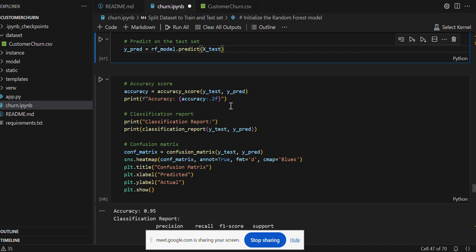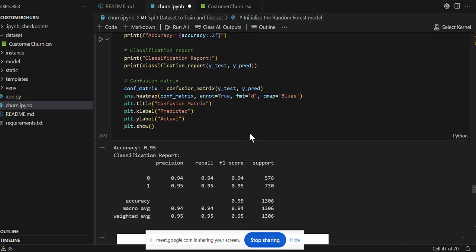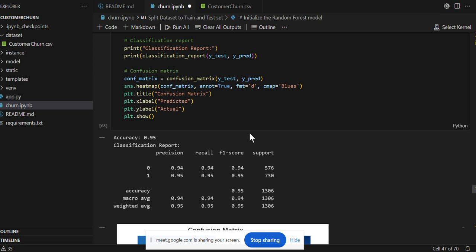Then furthermore, we apply the classification report. We also pass the same things, y_test and y_predict, so that we evaluate not just depending on accuracy; we want to look at other classification metrics also. Scroll down. From there, you can see the accuracy is 0.95.